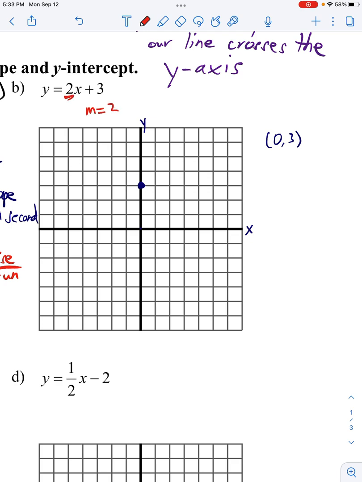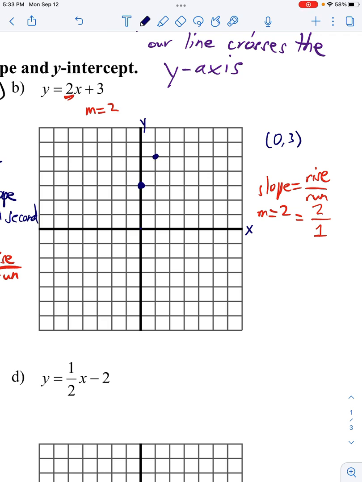Right? So that means slope equals rise over run, the change in y over the change in x. So a slope of 2 means that every time my x goes up by 1, my y goes up by 2. That's what that means. So here, if my x goes up by 1, my y will go up by 2. 1, 2. And so I plot this point right here, okay?